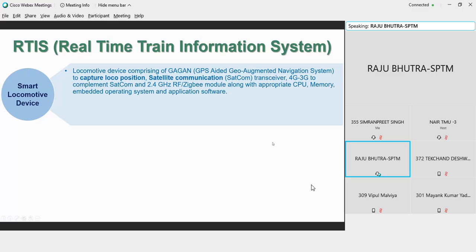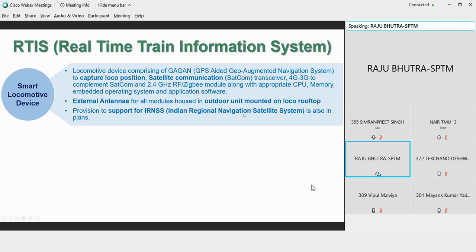Smart locomotive device, this device is called Gagan, GPS-aided geo-augmented navigation system. It is used to capture loco position. Satellite communication receivers are employed for the real-time satellite communication. An external antenna is available in the outdoor unit mounted on the loco rooftop. Provision to support IRNSS, the Indian Regional Navigation Satellite System, is also available.